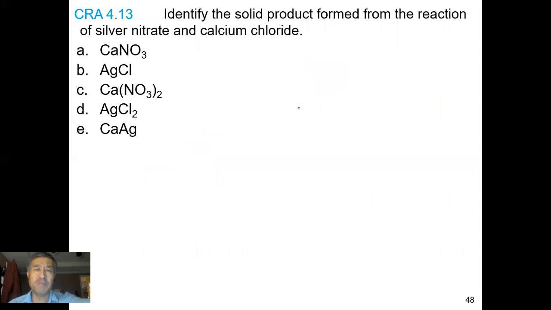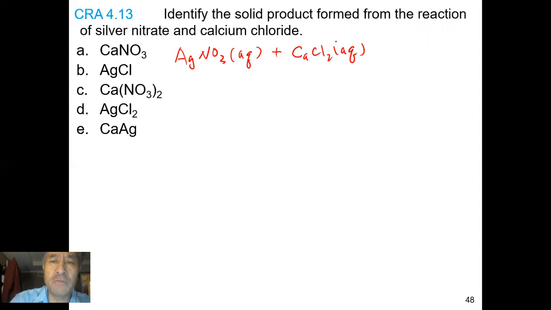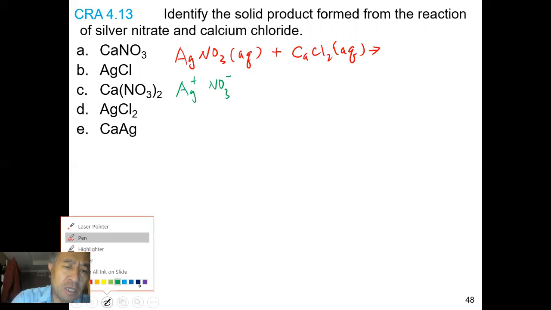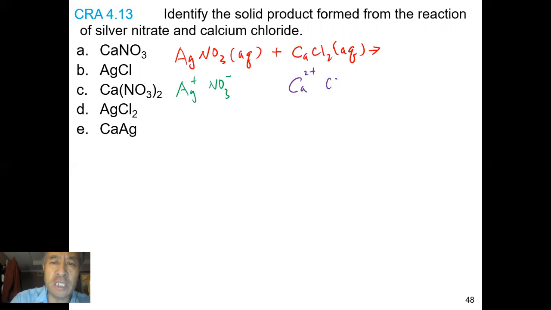In this example, you want to identify the solid product formed from the reaction of silver nitrate with calcium chloride. What do you do? Just translate the names. Silver nitrate is AgNO3. The reactant, if the question gives a solution, will be aqueous. The next one, calcium chloride, is CaCl2 aqueous. Then you decide what the possible products are by swapping the ions. Ag means Ag+, and this is NO3-. The other reactant has Ca, which is 2+, and Cl, which is 1-. You don't have to worry about the subscripts for now, just identify the charge of each ion.